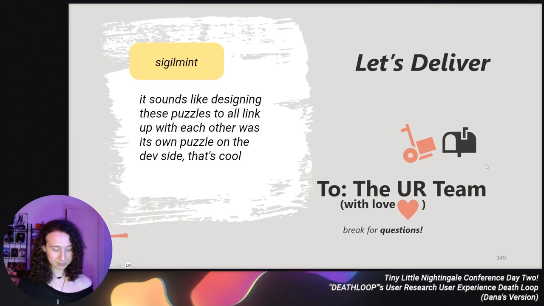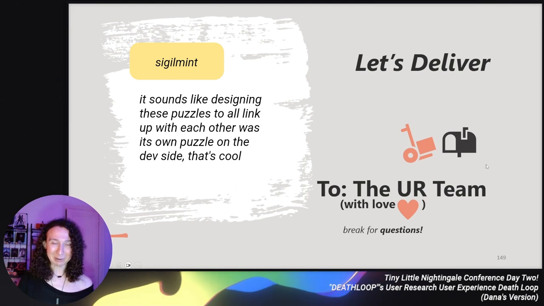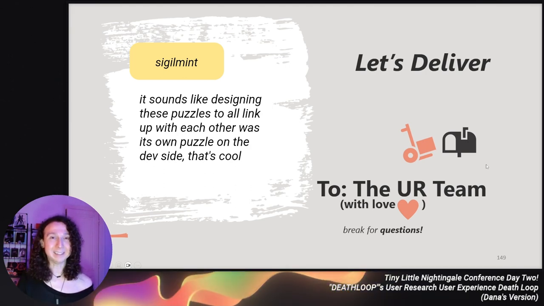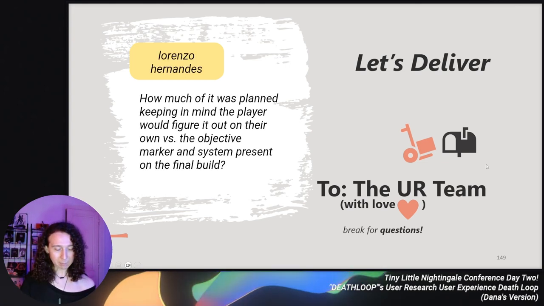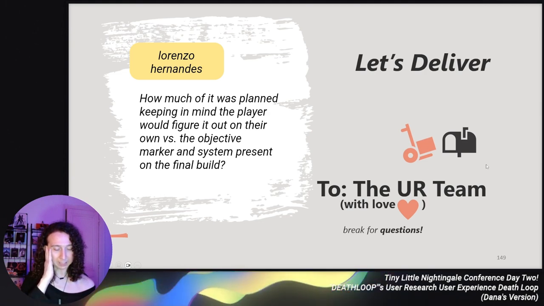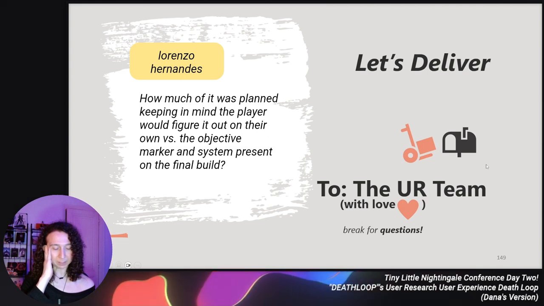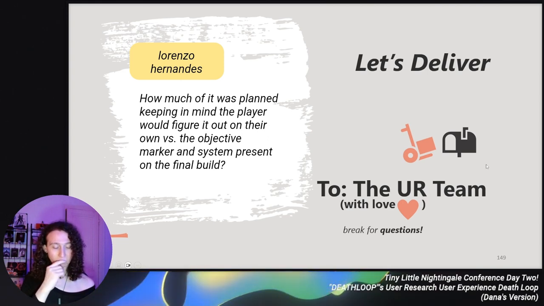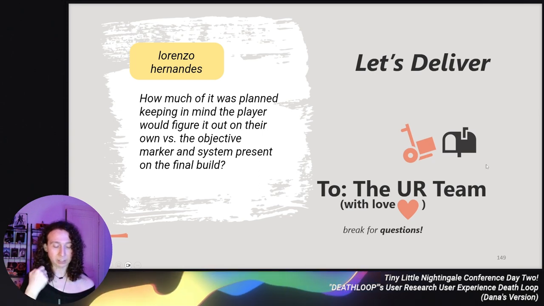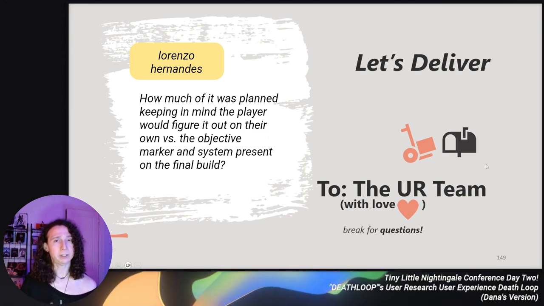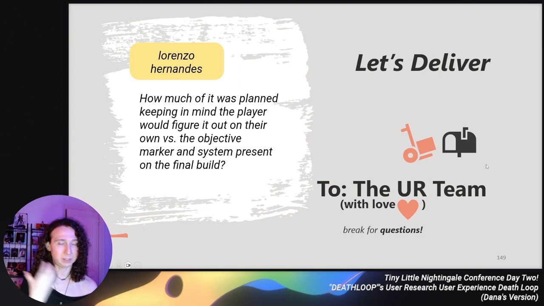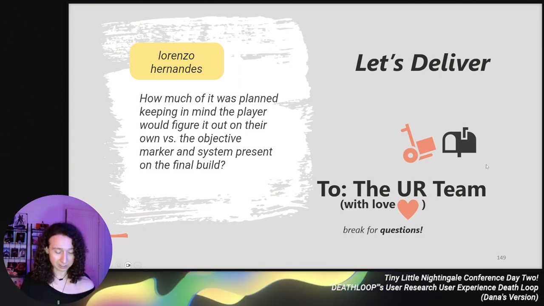It sounds like designing the puzzles to all link up with each other was its own puzzle on the dev side. That's cool. Yeah, it was like I designed a Clockwork Mansion and then I had to design a Clockwork campaign. That's something I've said in interviews before. How much of it was planned, keeping in mind the player would figure it out on their own versus the objective marker and the systems present in the final build? We tried to keep everything designed so that it would still work and be coherent in some way if the player just stumbled across it and was curious and trying to figure it out. I actually get into that later in the talk, honestly.